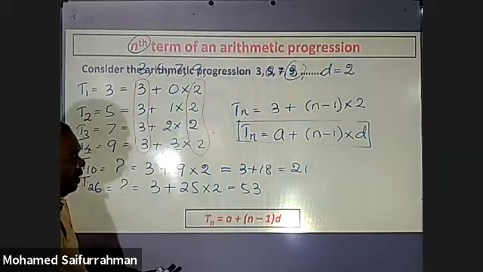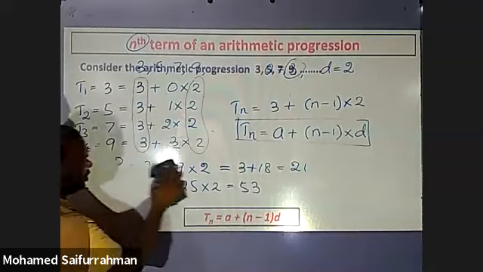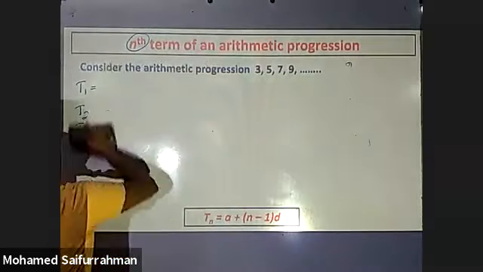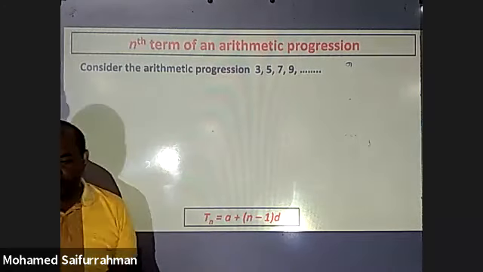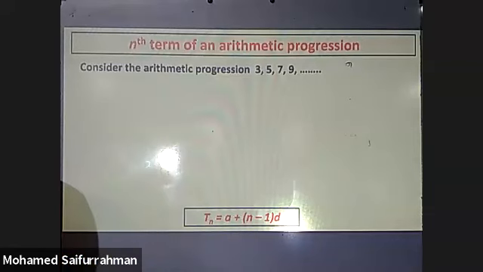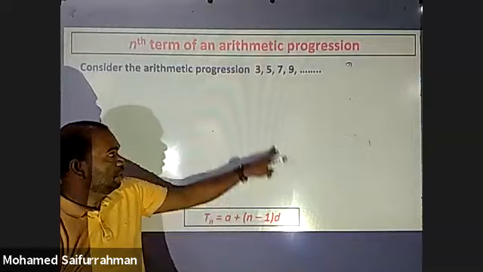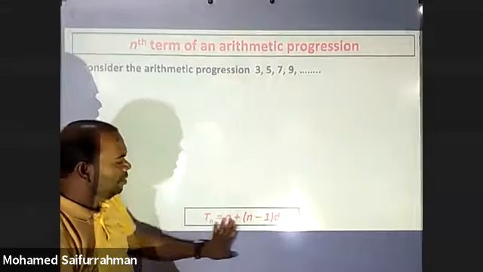Okay, students, I believe that you all have got this correctly. The equation we are using: the nth term of an arithmetic progression is given by Tn equals A plus n minus 1 into D. Let's try to solve problems related to this equation.